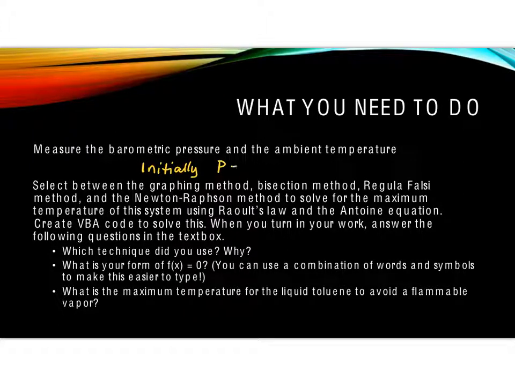Use P is 1 atmosphere or 760 millimeters of mercury just to get you going, and then change that number. Have it easy to change so that you can adjust it once you actually know what the real barometric pressure is. Okay? Then I want you to work with some friends, figure out what the best method is that you want to use.